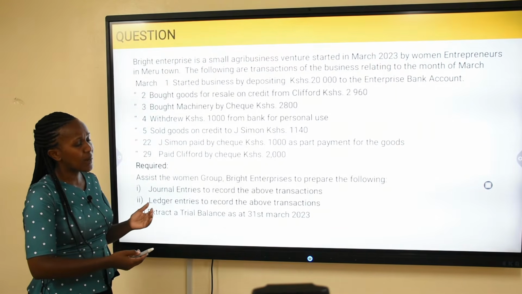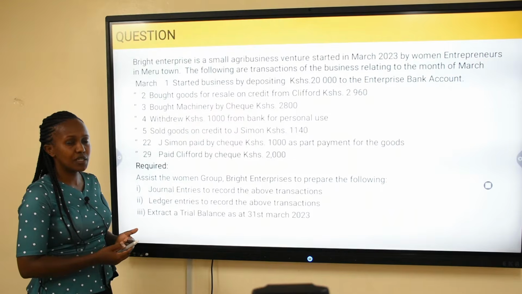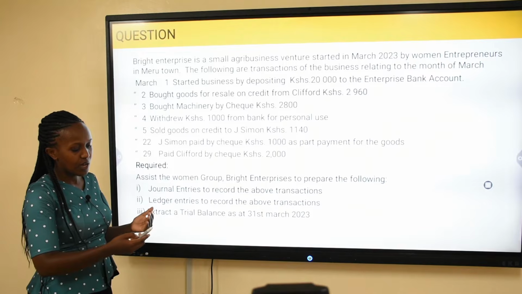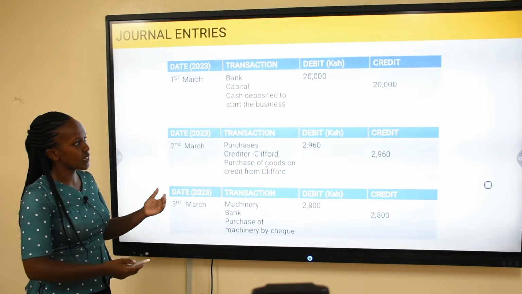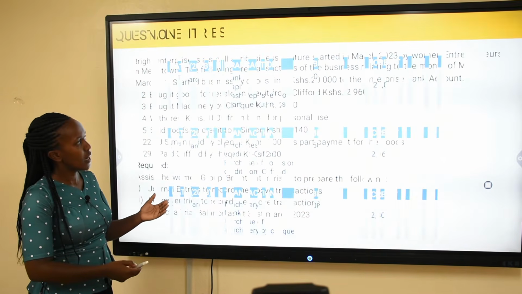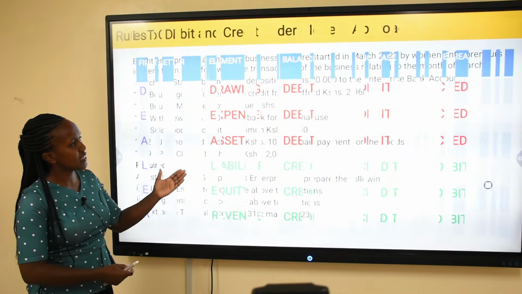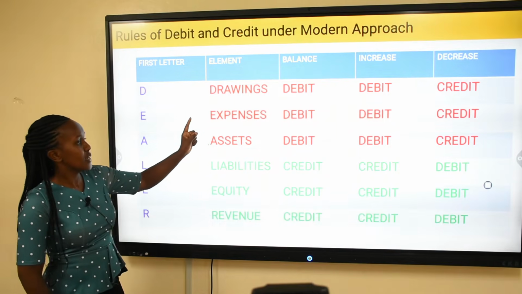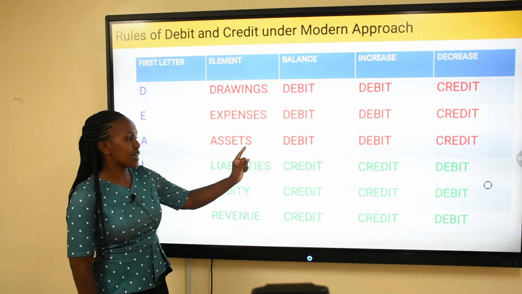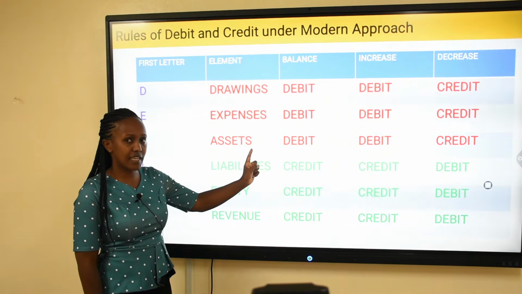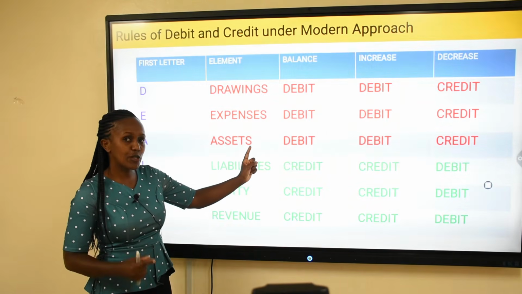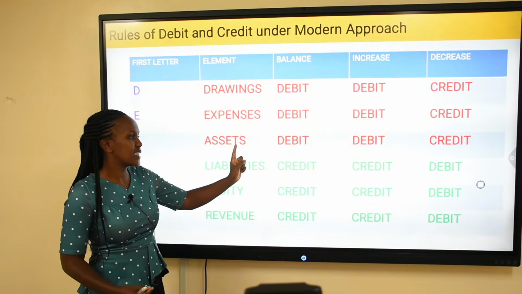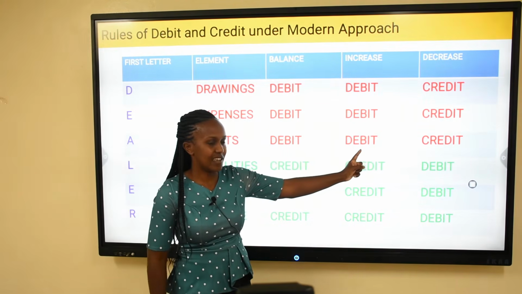Now, having identified that we are going to be affecting the bank and affecting capital, I want us to go back a little bit and look at our rules of debiting and crediting. We are saying that one of the affected accounts is bank, which is an asset. There was no money in the bank before. Now there is money in the bank. So what we can say is that the bank has increased.